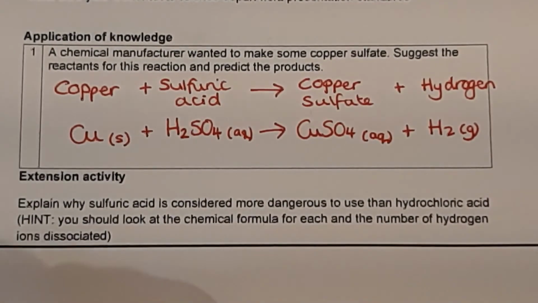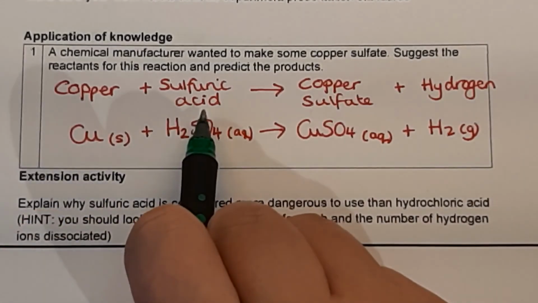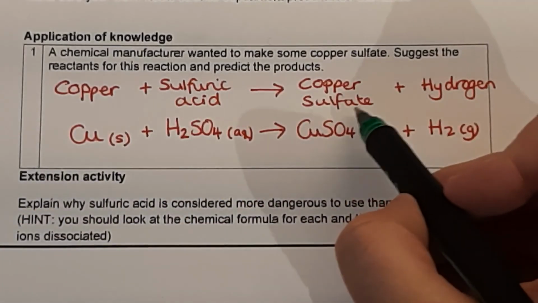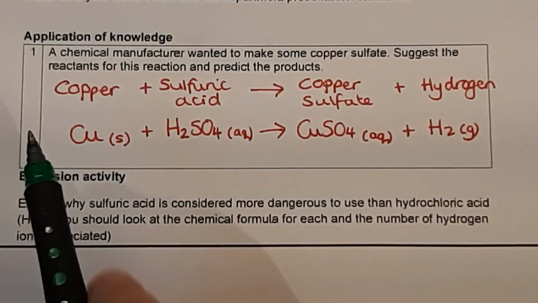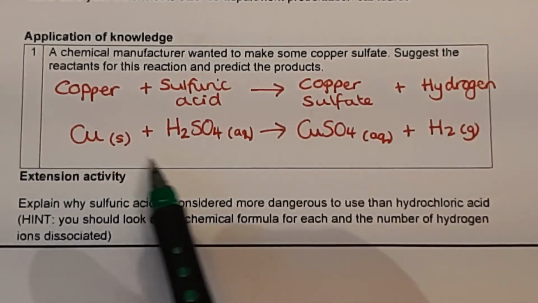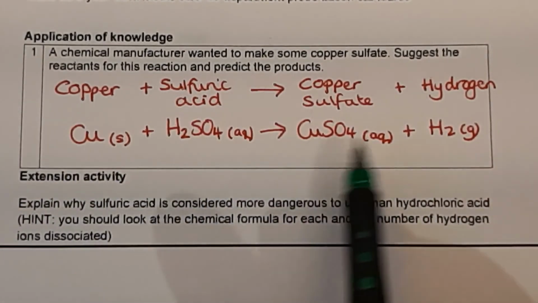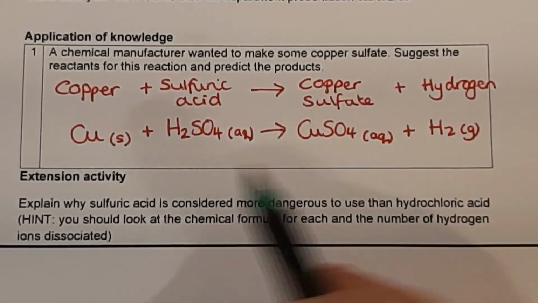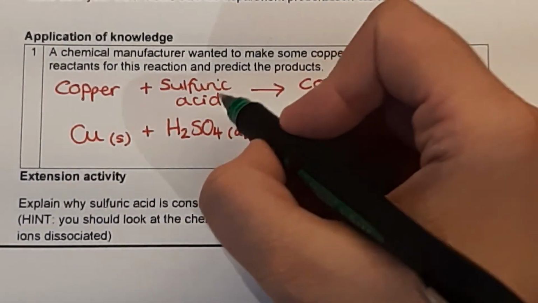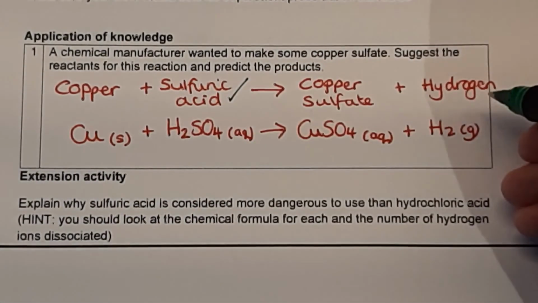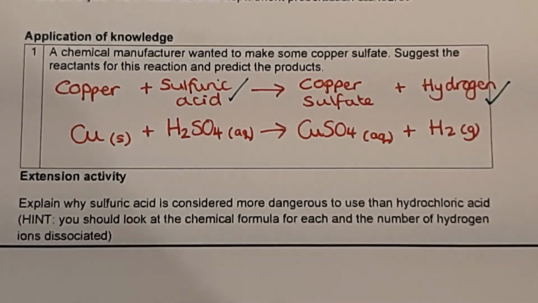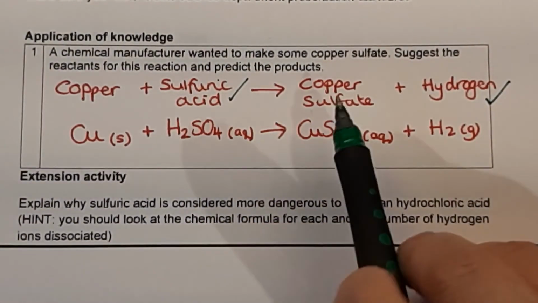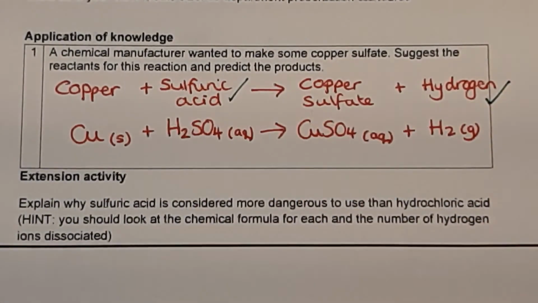So the reactants for this reaction would be copper and sulfuric acid, and the products would be copper sulfate and hydrogen. And I've written this out in both words and using the chemical formula and the state symbols. So this reaction is balanced in this way. So if you've written out the reactants in words, you can have a mark. And if you've written the products in words, you can have a mark. You need to get both of the reactants and both of the products for each of the marks.